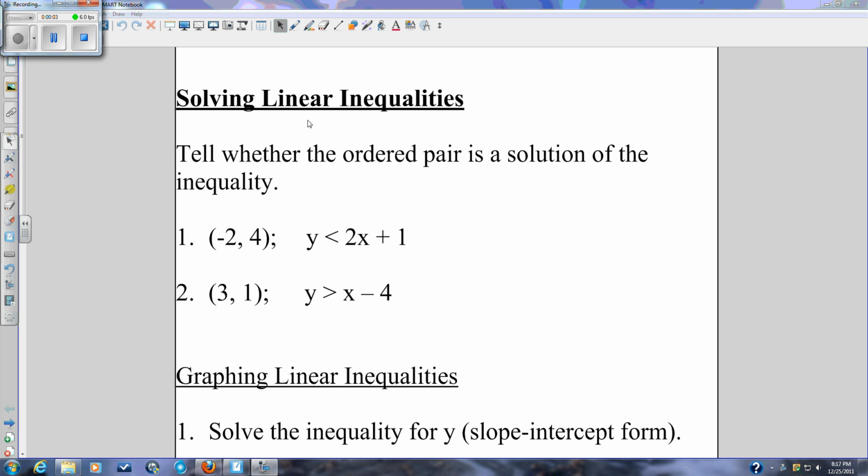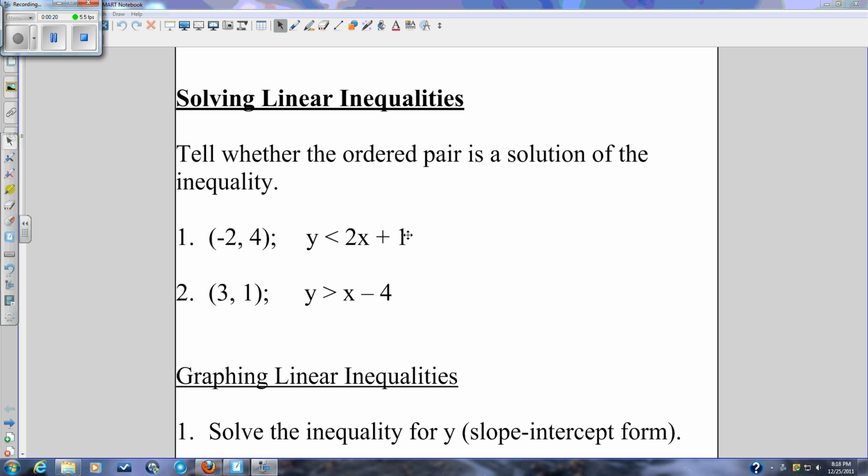Today we're going to talk about solving linear inequalities. You saw inequalities first semester, with less than, greater than, less than or equal to, and greater than or equal to signs. We want to start with this first problem.